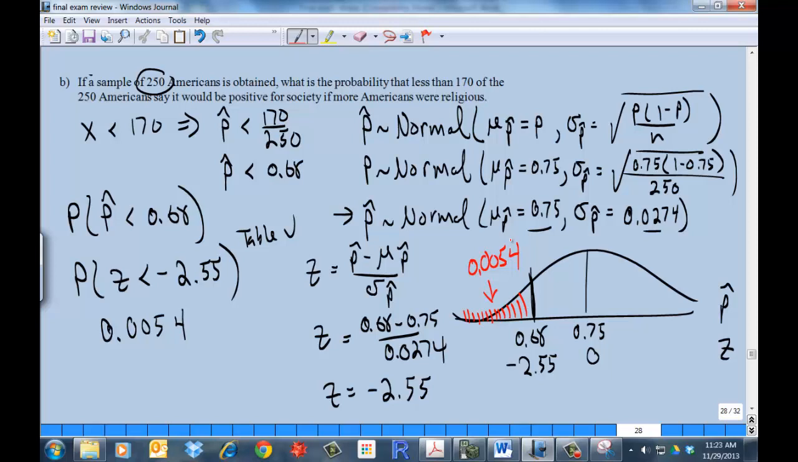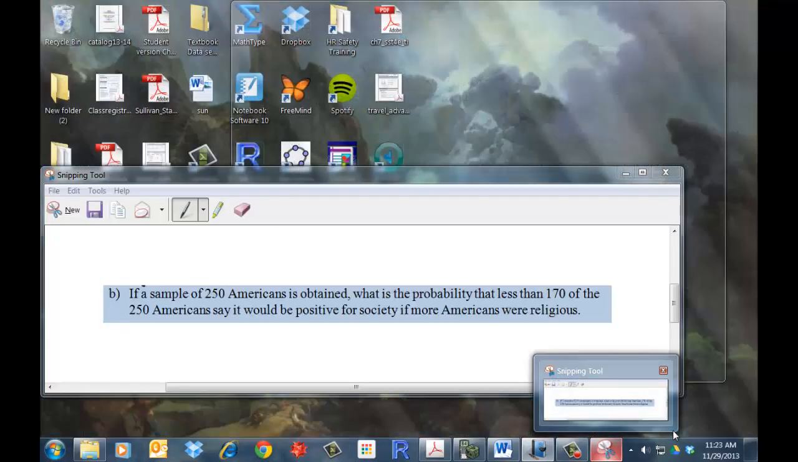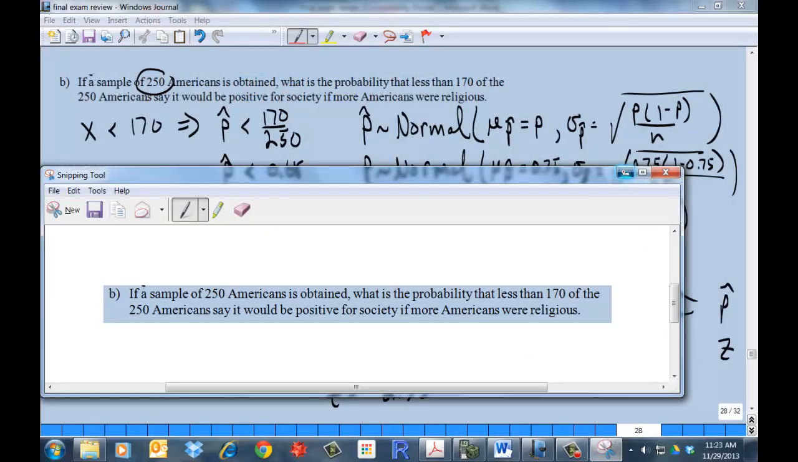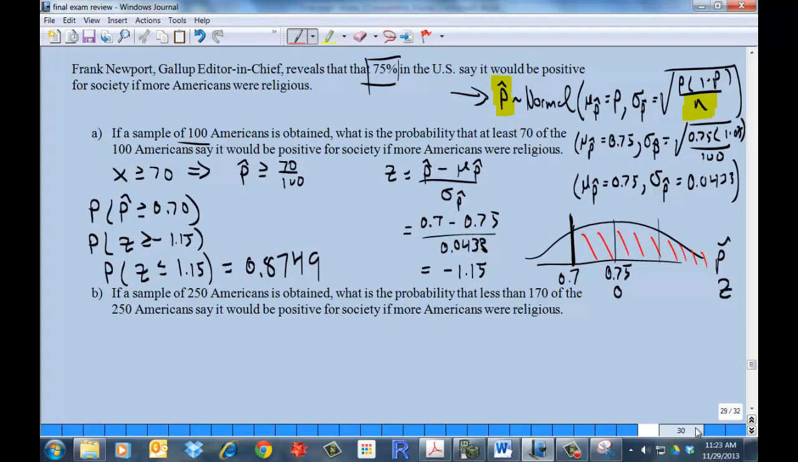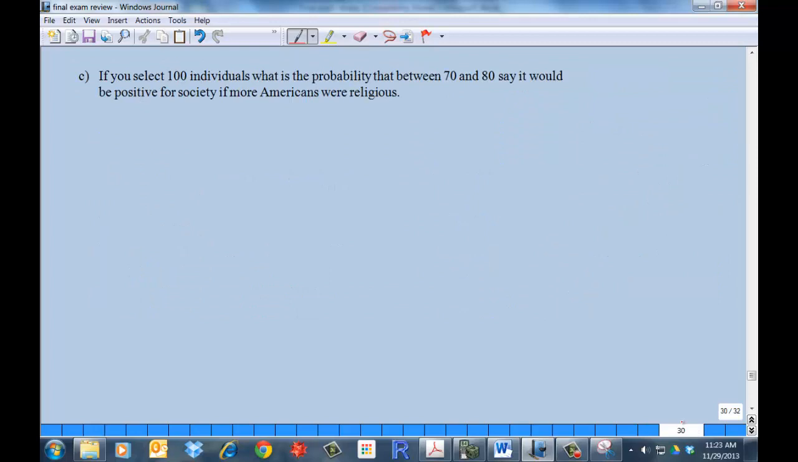Okay, so I believe this just about wraps up all of the different problems. I think we have one more problem here. Okay, part C, this is the very last question. And again, you want to pay close attention to the sample size. If you select 100 individuals, what is the probability that between 70 and 80 say it would be positive for society if more Americans were religious?